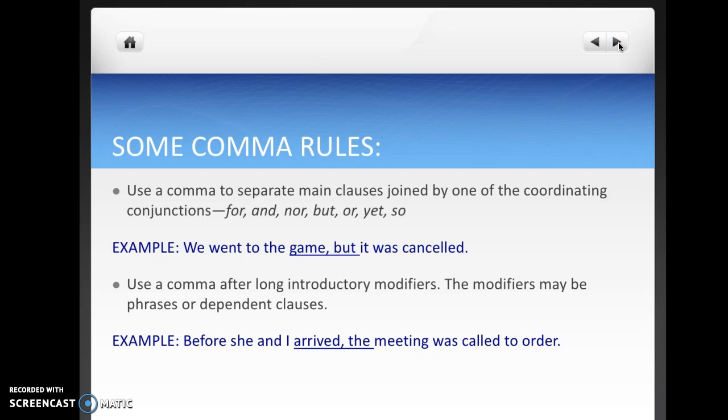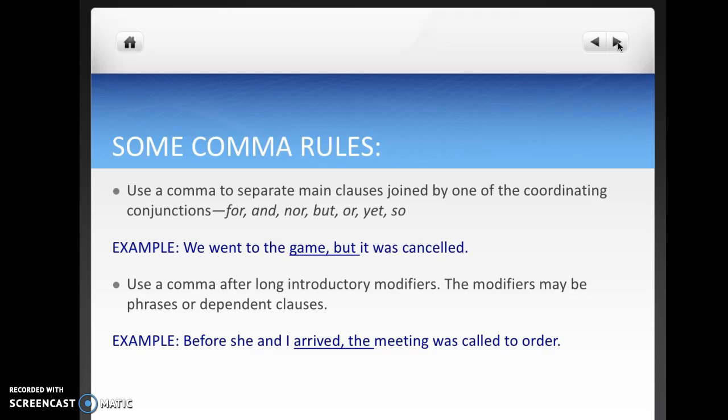So here's some comma rules, and there are a lot, so I'll just go over some. Use a comma to separate main clauses joined by one of the coordinating conjunctions, and these words are for, and, nor, but, or, yet, so. These are words that you're using to join two independent clauses together, like two statements that can stand on their own and make complete sense. I went to the store, comma, and then I went to school.